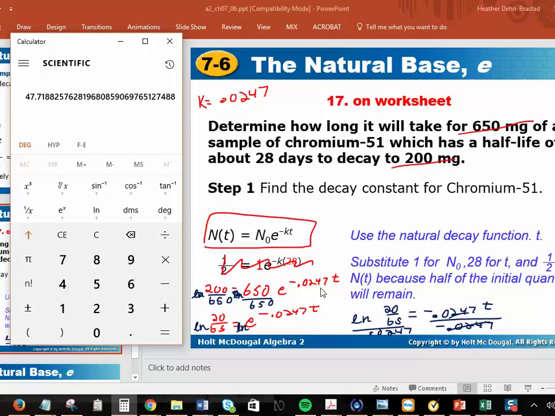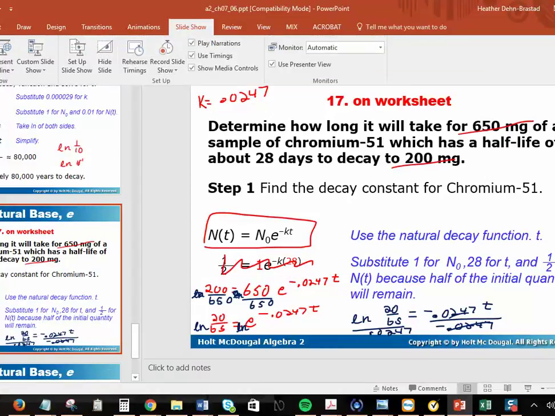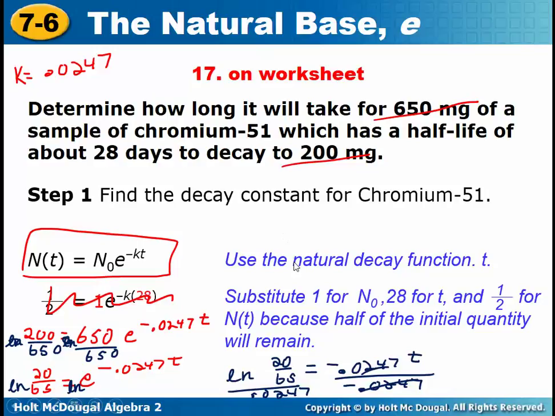All right, so that would be your answer for this problem, 47.7 days, and that's accurate enough for us. And that, like I said, is the last problem on your worksheet. So our answer for this problem would be the 47.7 days.